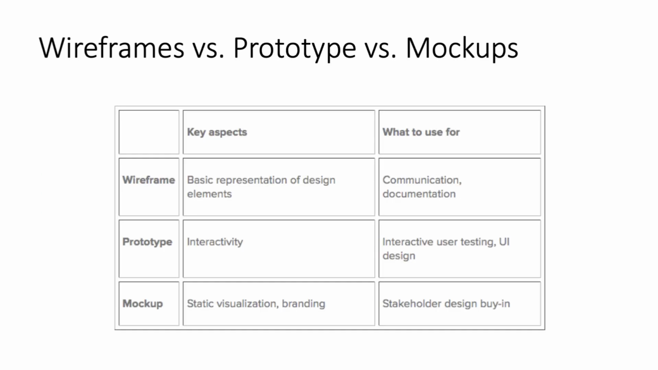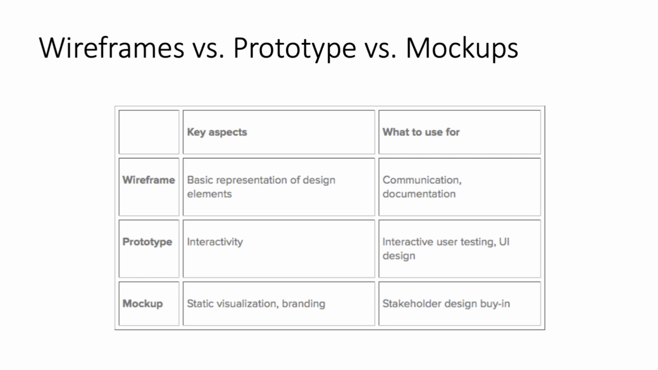You've probably noticed I've been using the term wireframe mostly, but there is an important distinction between wireframes, prototypes, and mockups. So a wireframe, as you can see, is just going to show the basic representations of design. It could be done very simply with a pen and paper, or it could be done with other software. And it's going to be done for communication with our team members and for documentation.